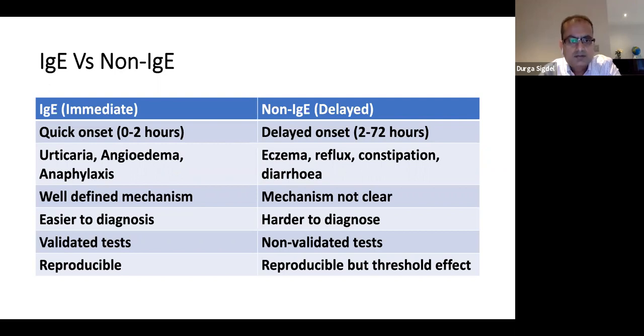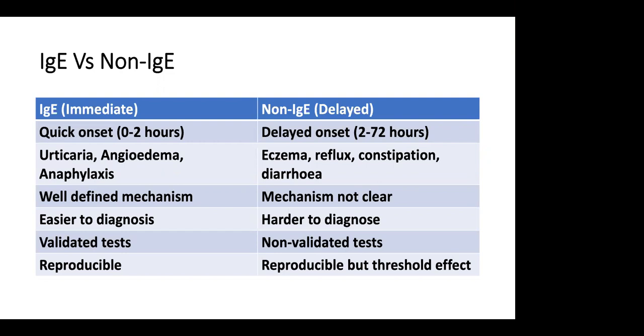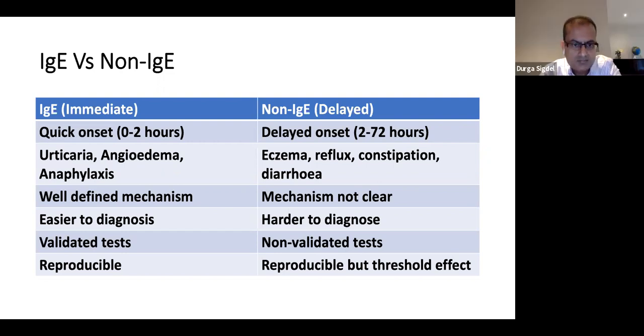IgE mediated allergy has a well-defined mechanism. What happens is that when the allergen is exposed in the body, antigen presenting cells present those allergens in the epithelial cell, and a complex immune mechanism happens where T lymphocytes and B lymphocytes play an important role. The B lymphocytes convert themselves into secretory plasma cells, and when the allergen is exposed again, these plasma cells produce IgE antibody and the reaction happens.